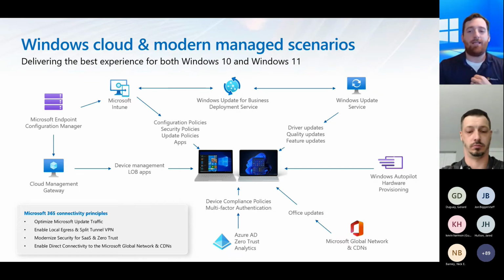The first is that we need to get Intune going, right? Intune is going to deliver configuration policies, security policies, update policies, our applications. Windows Update is going to deliver our feature updates, our quality updates, and driver updates coming soon. Super excited about that. It's provisioned through Autopilot. Our Office updates are coming through the CDN, and then leveraging Azure AD.